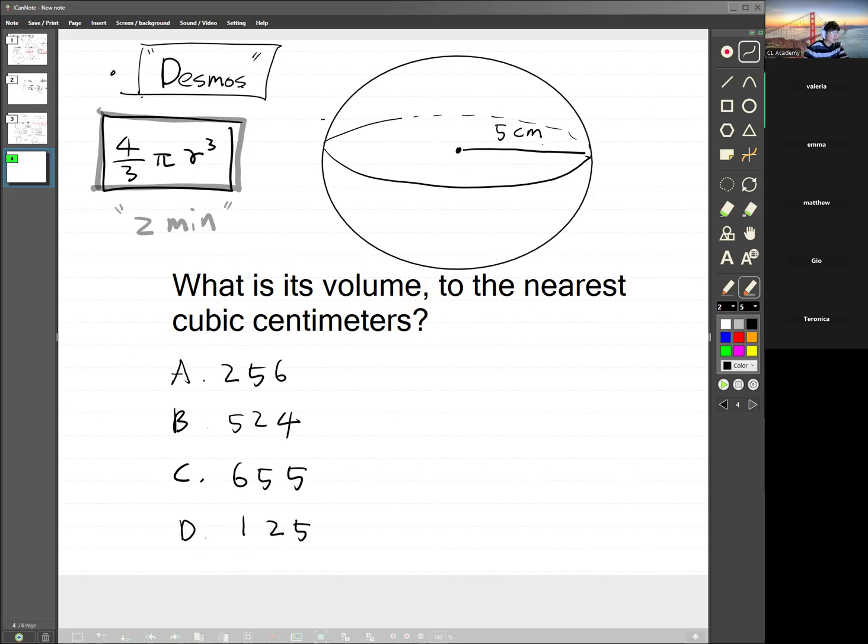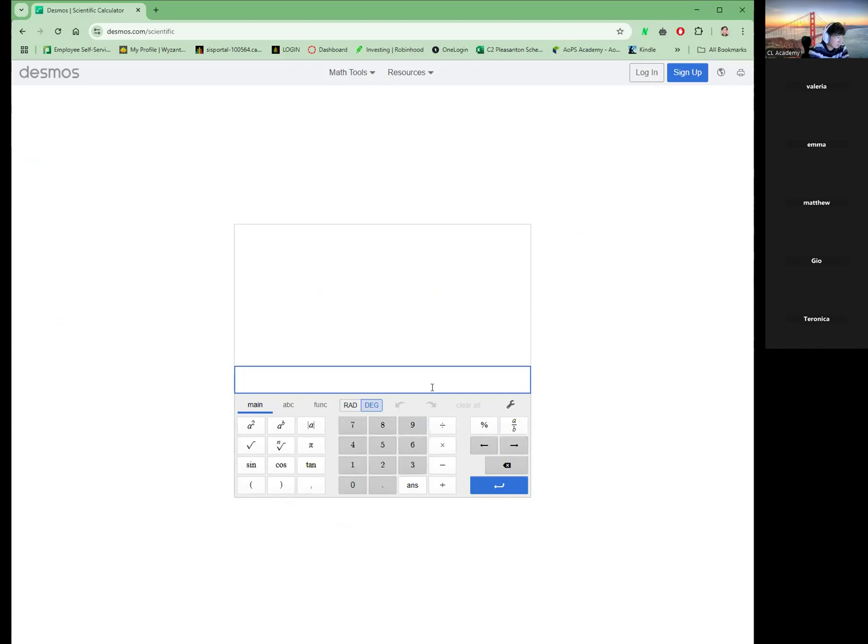Okay, I think let's do it together. Again, the formula is 4/3 pi r cubed. In this case, as I said, the radius was 5. So what do we need to do? You just need to type it. When you type on the calculator, you need to type 4 divided by 3 times pi times 5 cubed.